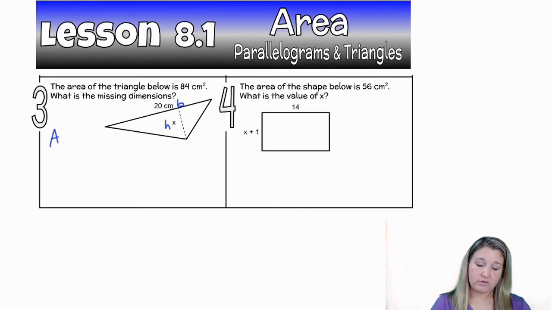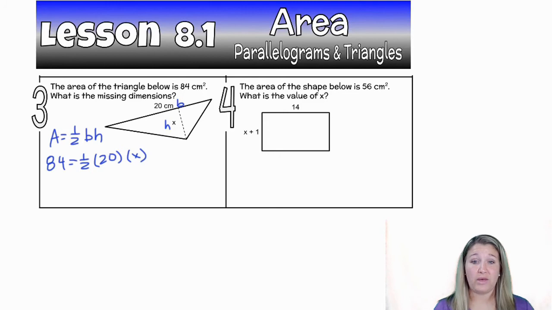So I know that the area of a triangle is 1/2 times the base times the height. So the area I'm going to plug in this time, because before I was asked to find the area, but now I have the area. So I have 84 is equal to 1/2 times the base, which is 20, times the height, which now is X. We don't know it.